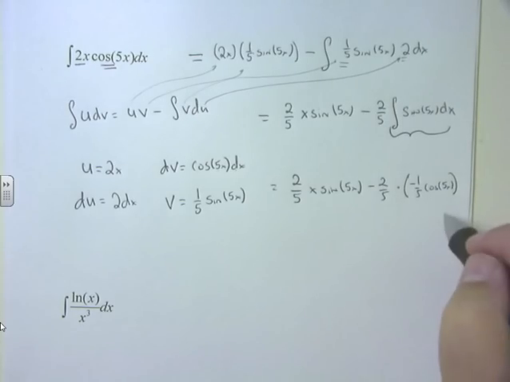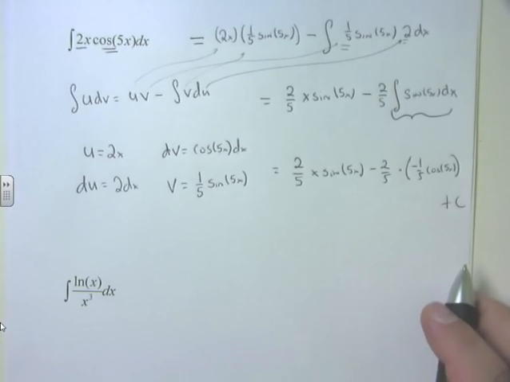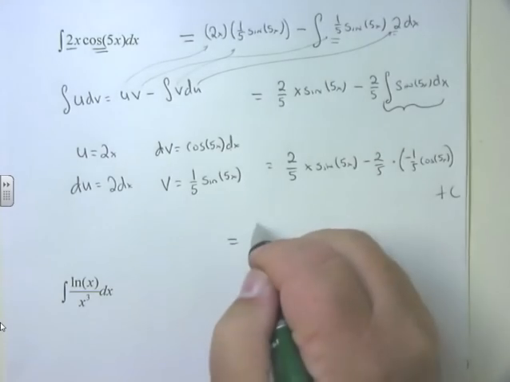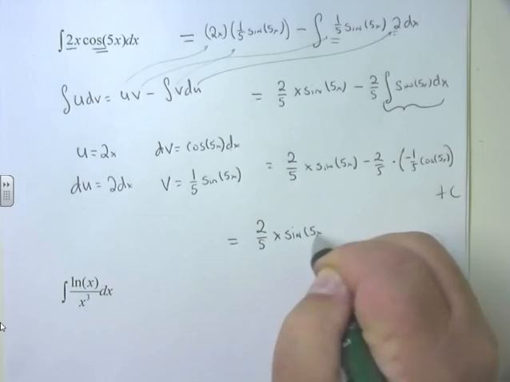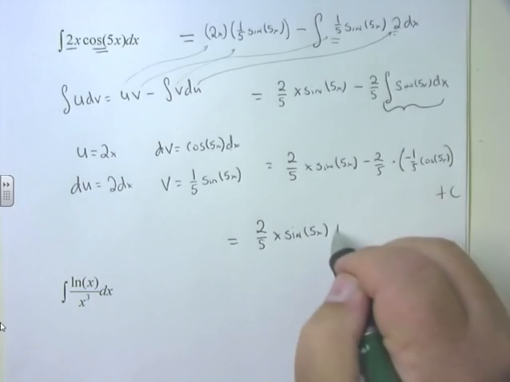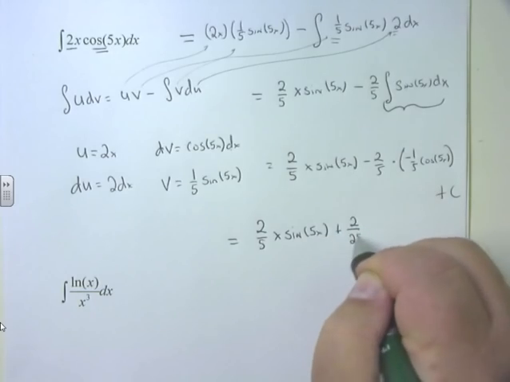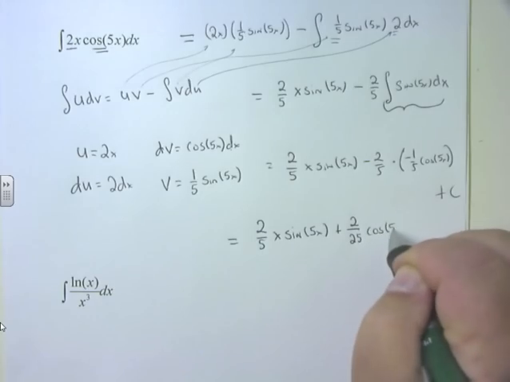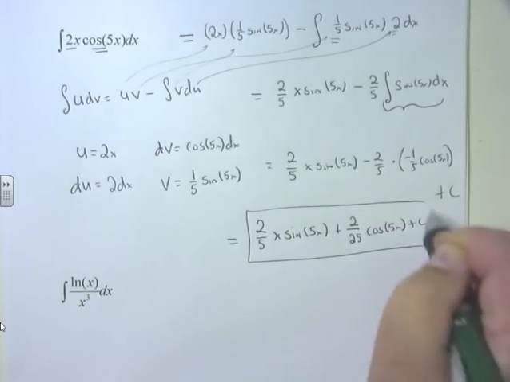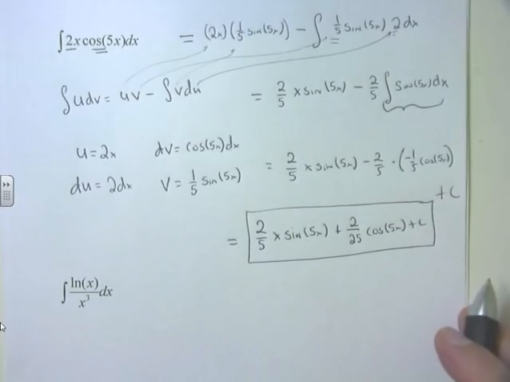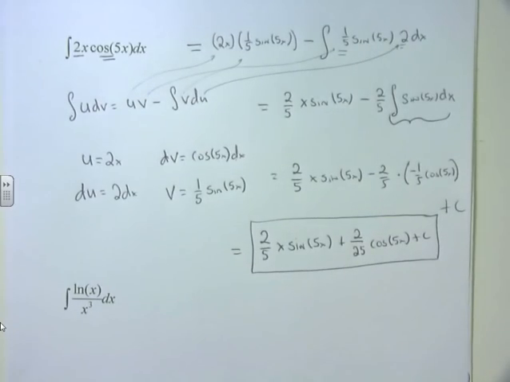And then at the end of the problem, one big old plus c. And again, cleaning this up, my final solution would be 2/5 x sine of 5x. A negative times a negative is a positive, plus 2/25 cosine of 5x plus c. So you'll notice you do a lot of algebra cleanup when you're doing these kind of problems.